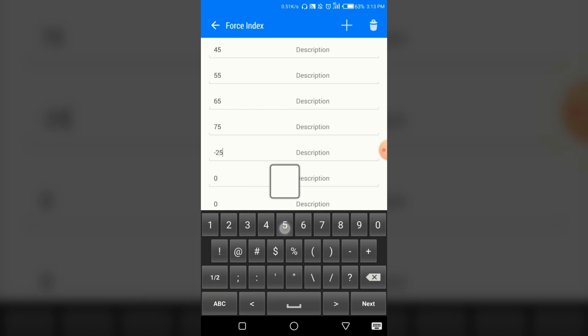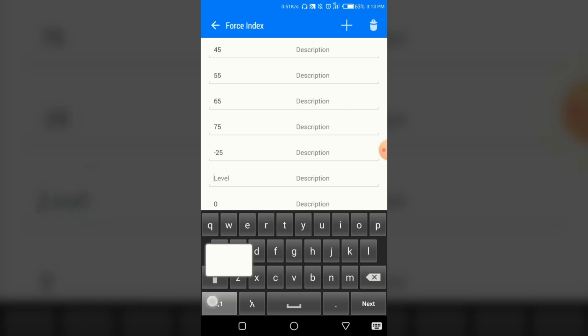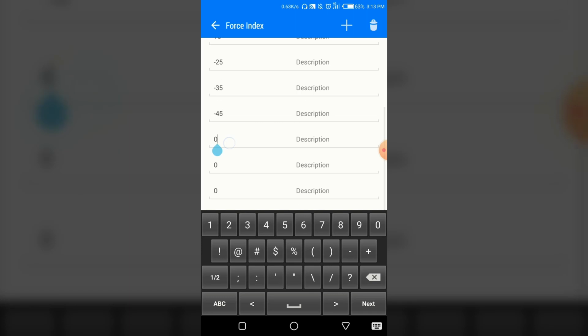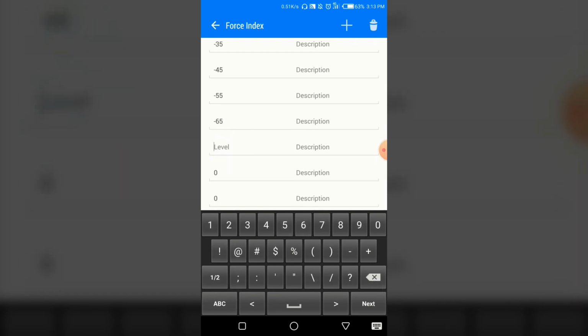negative 25, negative 35, negative 45, negative 55, negative 65, and negative 75.